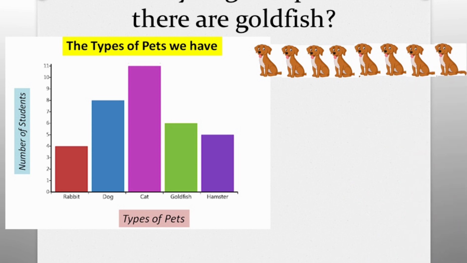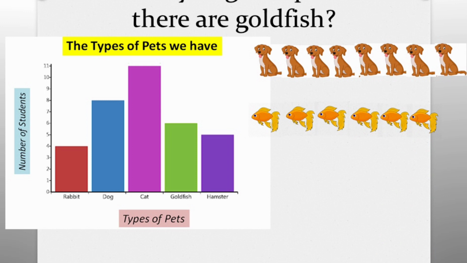And we want to know how many more there are than goldfish. So let's look for the goldfish. How many goldfish do we have? We have 6. So now we can say 1, 2, 3, 4, 5, 6 goldfish. And if we want to know how many more dogs there are than goldfish, what we could do, we could just match them up. So we match a dog to a goldfish, a dog to a goldfish, until there are no more of one of them. So let us start.